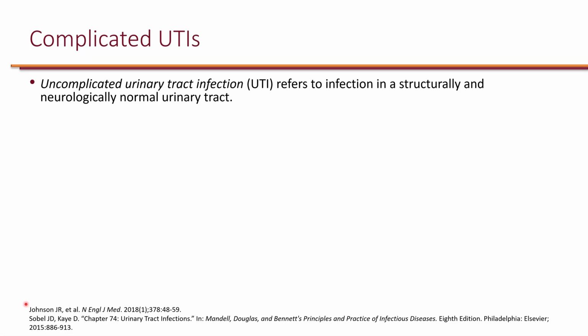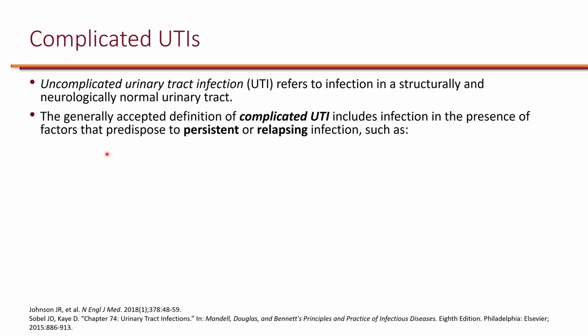Now let's distinguish between uncomplicated and complicated UTIs. Uncomplicated urinary tract infection refers to infection in a structurally and neurologically normal urinary tract. And the reason this is important is that when there is normal anatomy and physiology, the urinary tract gets cleared much easier than when there are anatomic abnormalities.